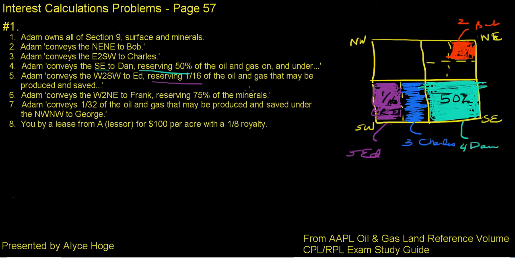Okay, so then the next one is number 6. Adam conveys the west half of the northeast to Frank. So here's the northeast. Over here this belongs to Bob. And the west half, the entire west half, is going to belong to Frank.